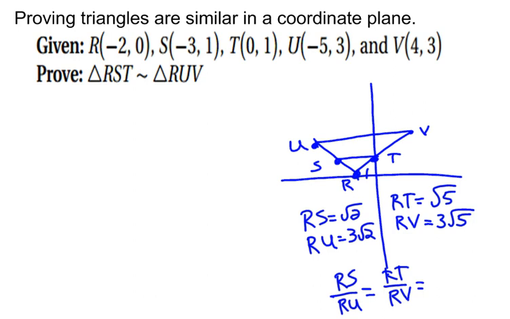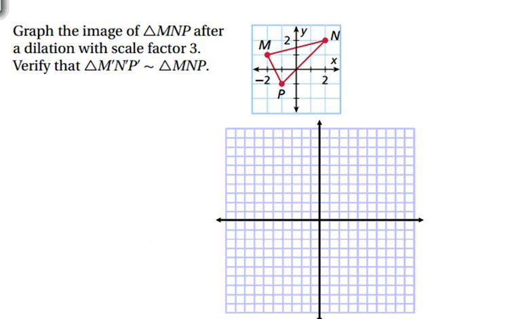And when you put those over, it very nicely comes out that they are proportional, and the scale factor is 1 to 3, and we know that angle R is congruent to angle R. So by side angle side similarity, we have that they are in fact similar. So that should take care of that. Really that's all it is. We're doing the distance formula a couple of times, but other than that, there's nothing particularly difficult.